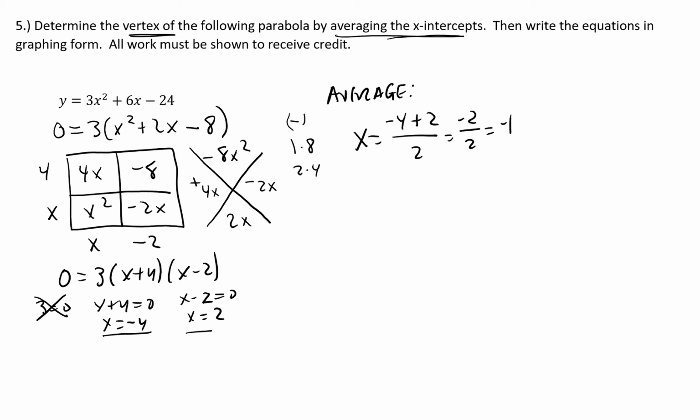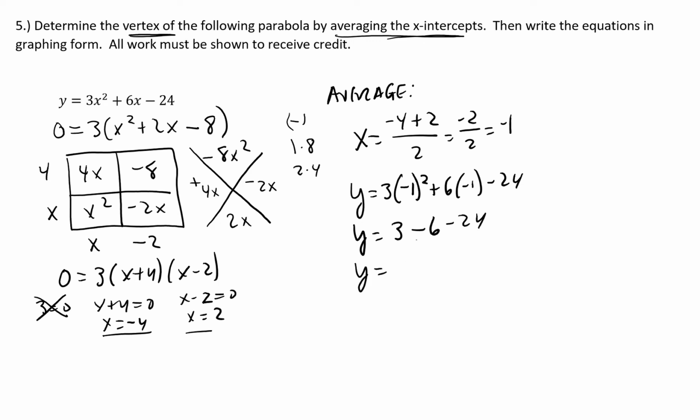Now I have to substitute that back into the original equation to get y. So 3 times negative 1 squared plus 6 times negative 1 minus 24. Y equals negative 1 squared is 1, times 3 is 3, minus 6 minus 24. So 3 minus 6 is minus 3, minus 24. Y equals negative 27.